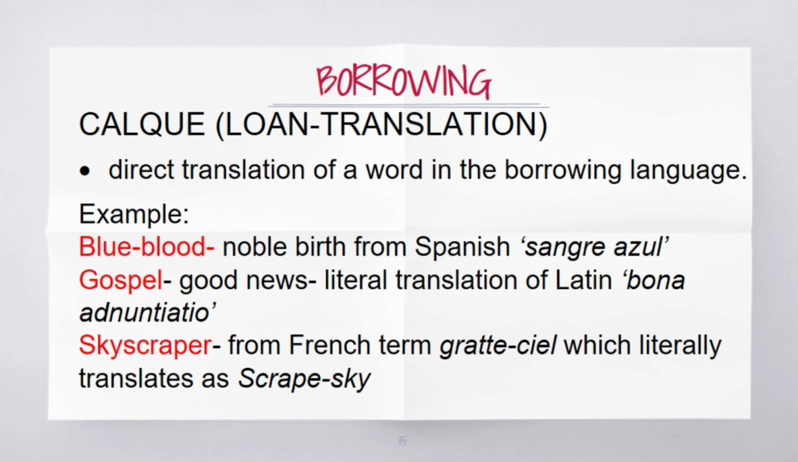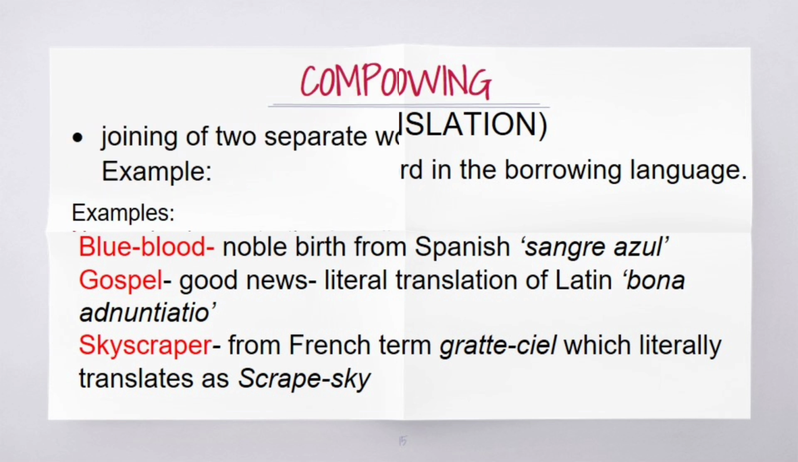Calque, loan translation. It is a direct translation of a word in a borrowing language. Blue blood, which means noble birth, is from Spanish sangre azul. Skyscraper, from French term gratte-ciel, which literally translates as scrape sky.